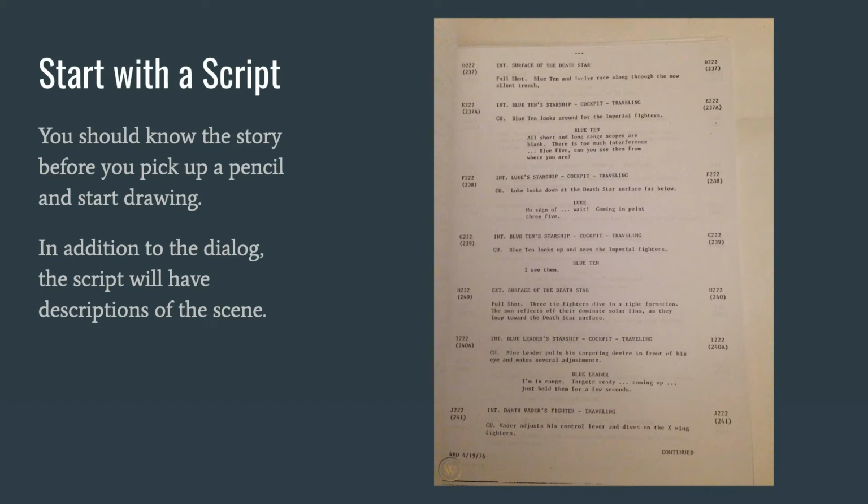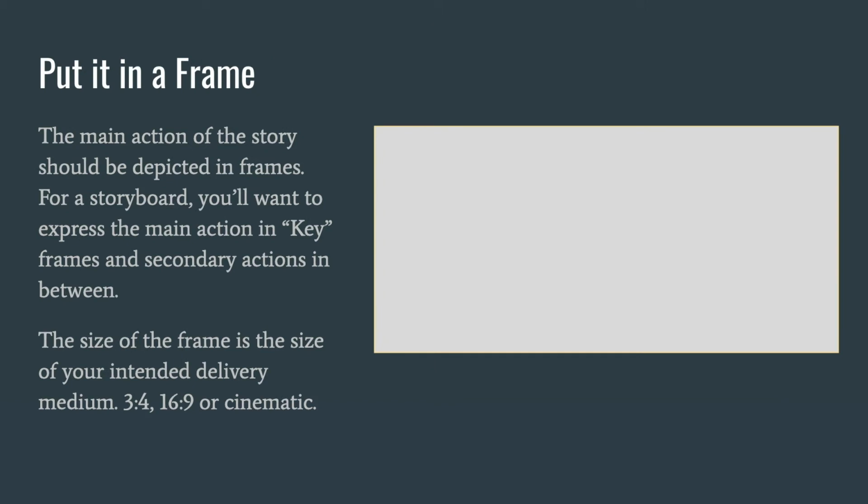So what they're looking for is quick drawings that will give indications of movement and camera directions and things like that. We'll talk more about that in a bit. The main action of this story should be depicted in frames. For a storyboard, you want to express the main action in keyframes and secondary actions in between. The size of the frame is the size of your intended delivery medium, either 3x4 or 16:9 or cinematic.